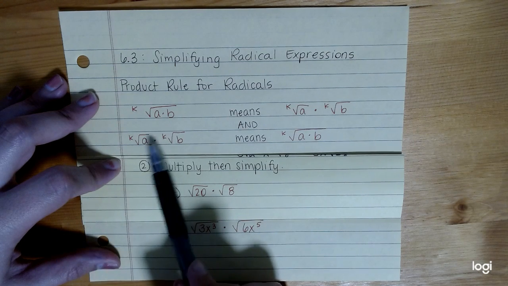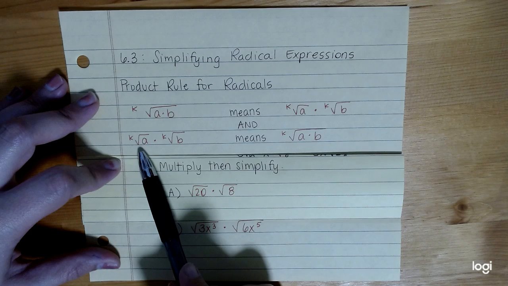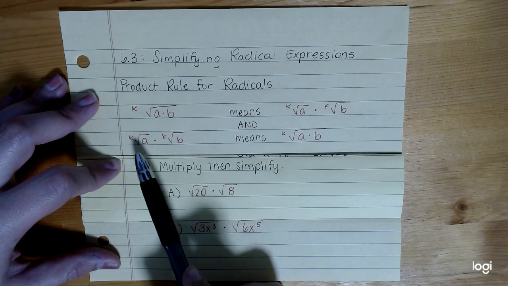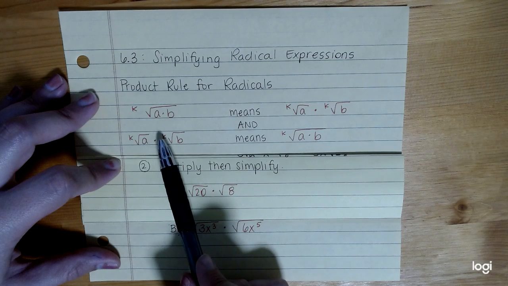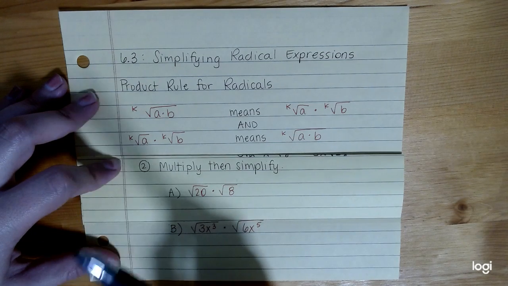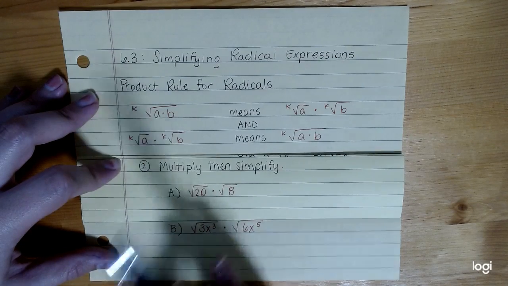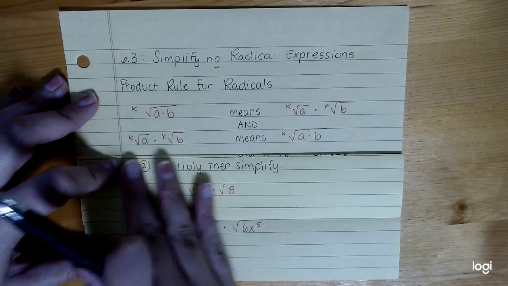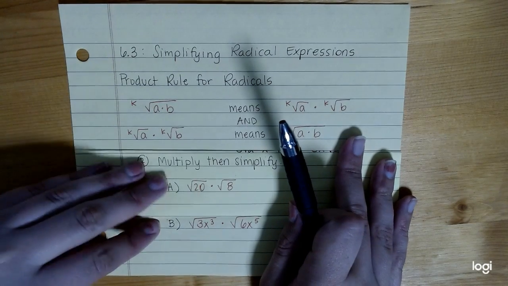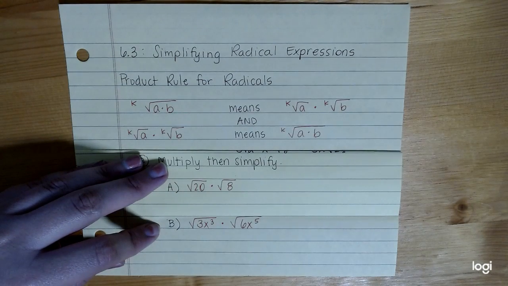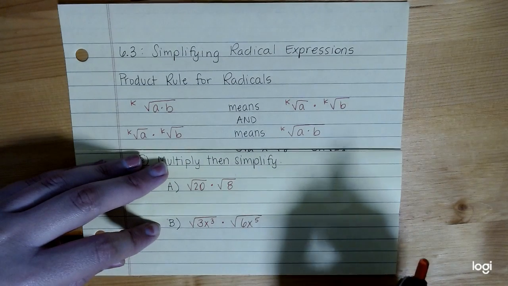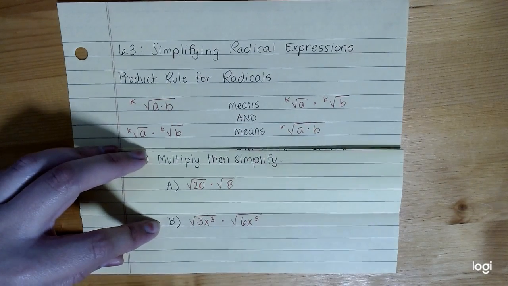If I want to use this rule to write the product underneath one radical symbol, we do have to have the same index here. So in order to do this, square root times a square root, cube root times a cube root, a fourth root times a fourth root. Otherwise, we would have to be doing some different things, if it was even possible to multiply those two radicals.